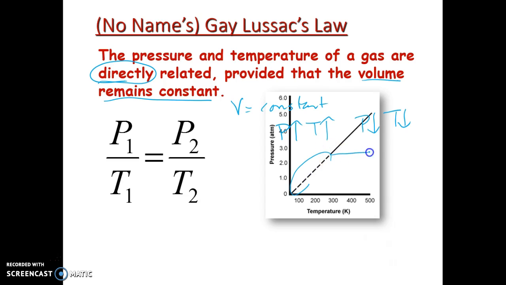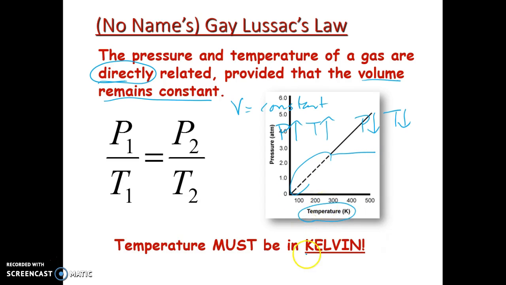Notice this extrapolation here. We may have measured at P here, but we can extrapolate down to 0 K because we always need temperature in Kelvin. Once again, temperature must be in Kelvin. So just like in the last one, there's an extrapolation point that we can get to 0 Kelvin. That should be 0 pressure.